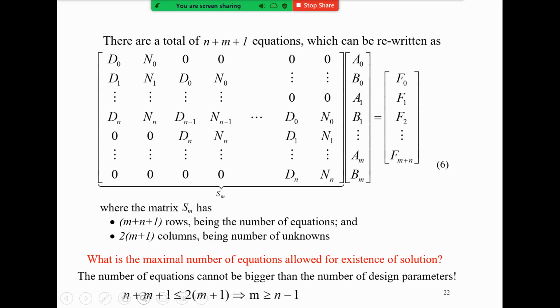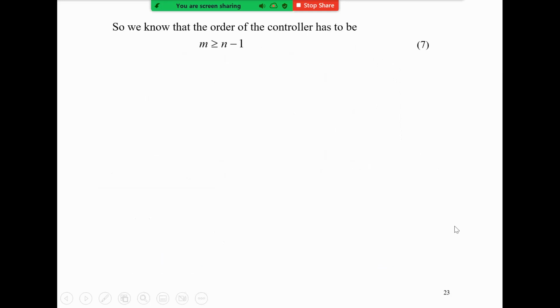So which means this m plus n plus 1 has to be less than or equal to the number of the unknowns. In this way, we get the number of the unknowns m, right? The degree of the controller has to be bigger or equal to n minus 1. All right. Then we know that the order of the controller has to be bigger than or equal to n minus 1.